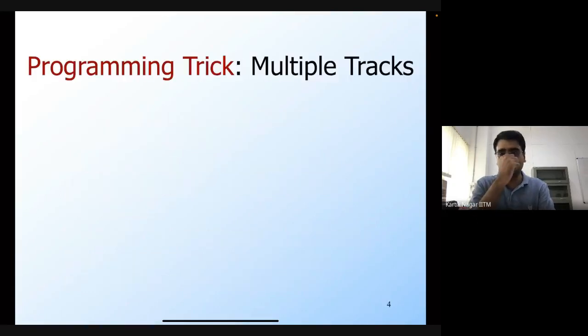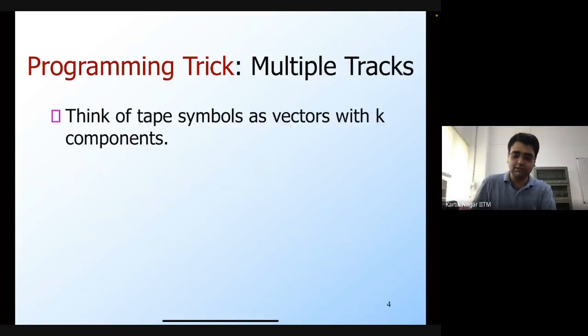In order to understand these restrictions and extensions, let's look at a couple of tricks that you can define on the TM. The first trick is the multiple tracks TM. So far our TM has a single tape, but we can think of the tape symbol present in each square of the TM as multidimensional. We can think of tape symbols as vectors with k components. If you think of it that way, then you basically have a multi-dimensional tape.